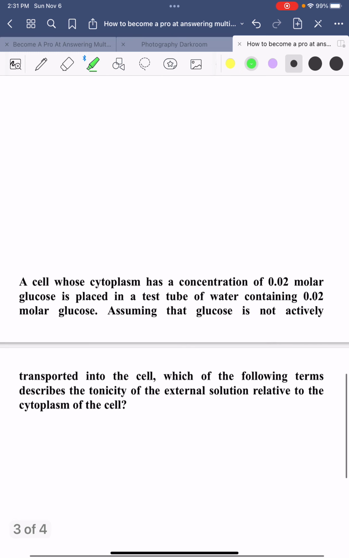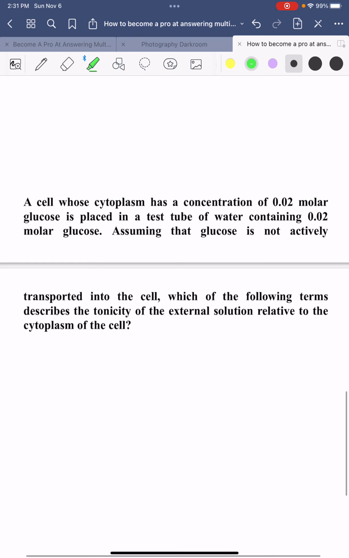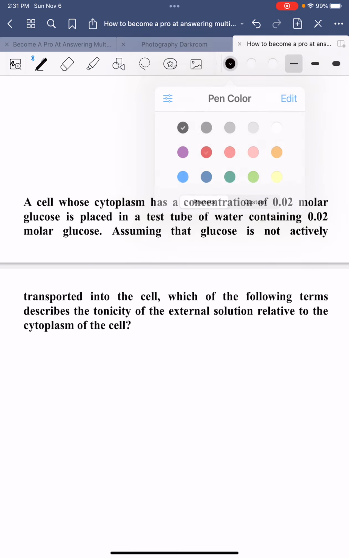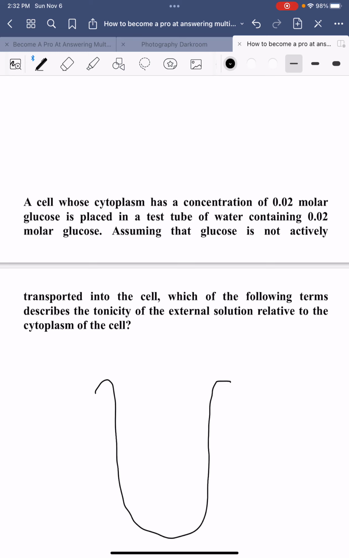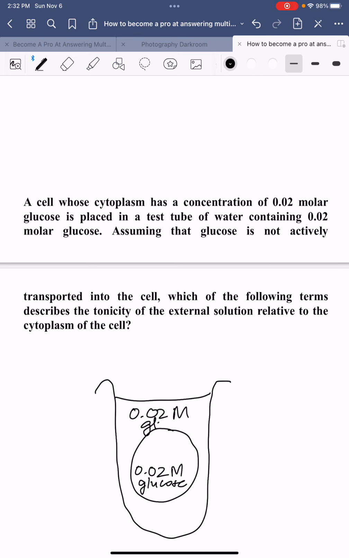Okay, let's do one more example before I give you another strategy you may also think to use. Let's read this one together. It says here, a cell whose cytoplasm has a concentration of 0.02 molar glucose is placed in a test tube of water. So I would go along and just draw it, right? You're putting the cell in a test tube with water, and it says that the cell has a 0.02 molar glucose concentration in there. It is in that water containing also 0.02 molar glucose.